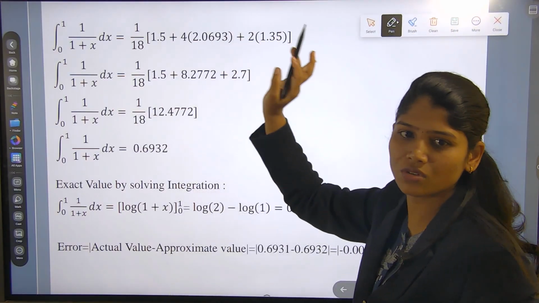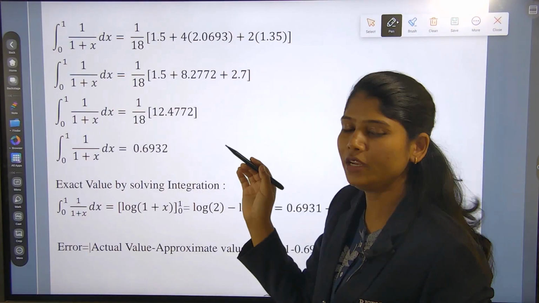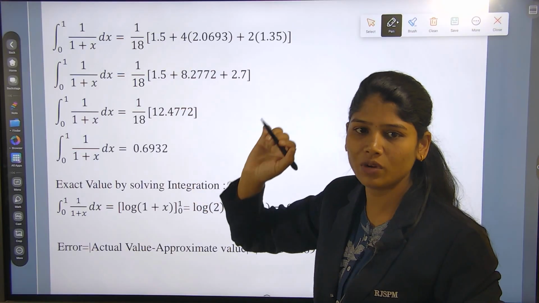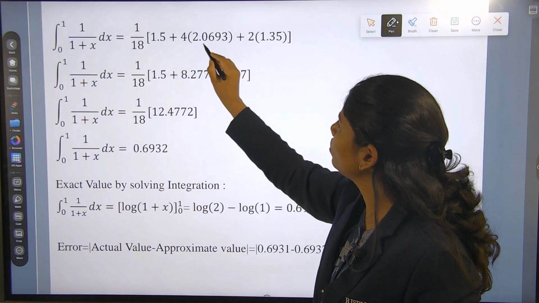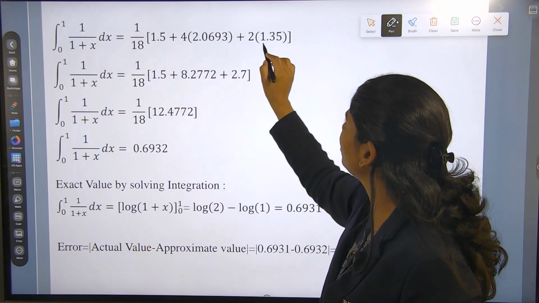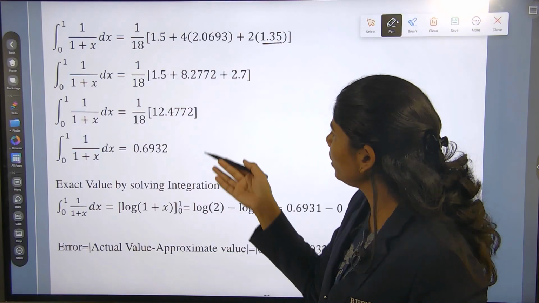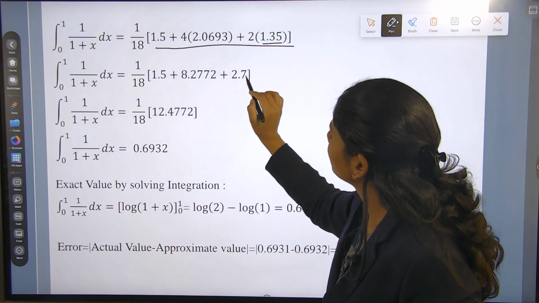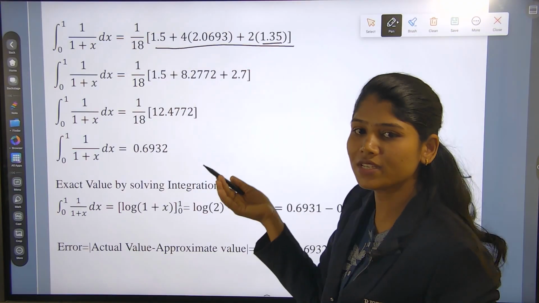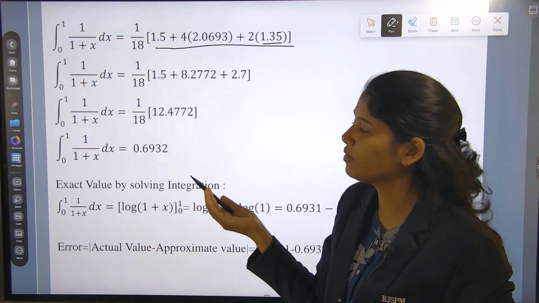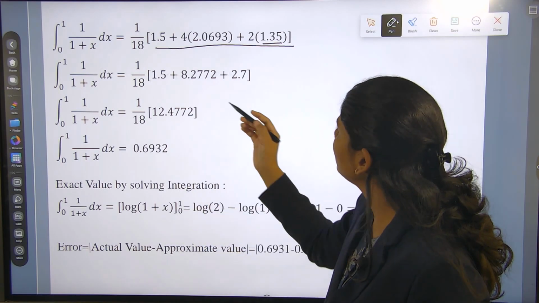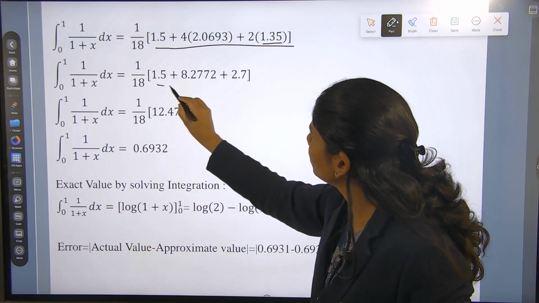So यहाँ पे ब्रैकेट सॉल्व किया है. ओके. 1 अपॉन 18 इंटू फर्स्ट टर्म एंड लास्ट टर्म की सम लिखी है यहाँ पे 1.5 प्लस 4 इंटू सम ऑफ ऑड टर्म्स प्लस 2 इंटू सम ऑफ मिडल इवन टर्म्स. ओके. So first solve this bracket. 4 into 2.0693. So we get 8.2772 plus 2 into 1.35 means 2.7. 1 upon 18. Do this sum.